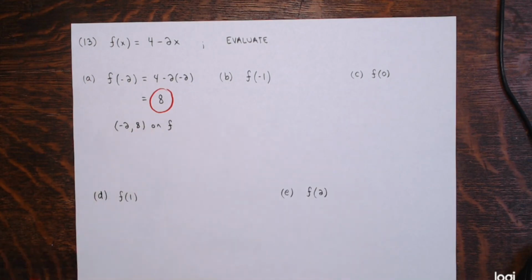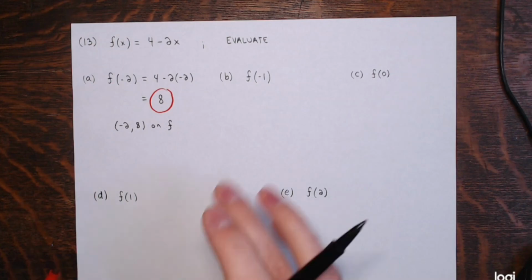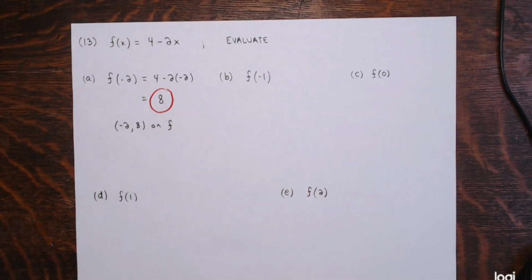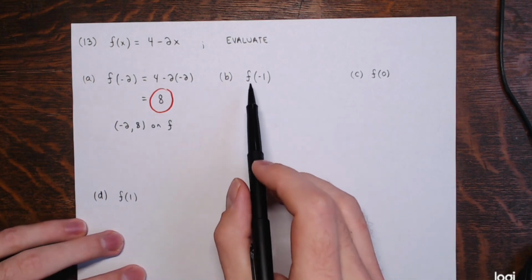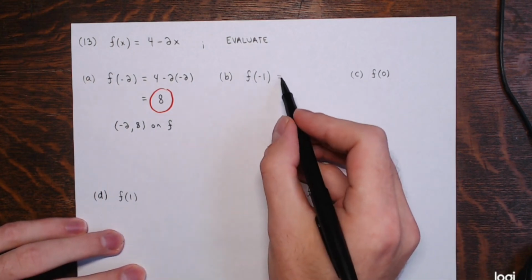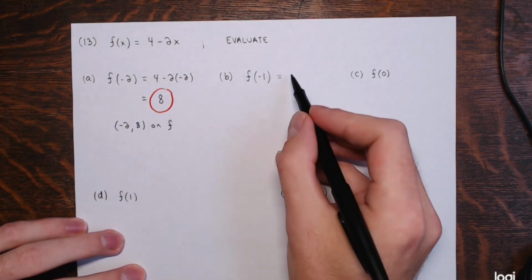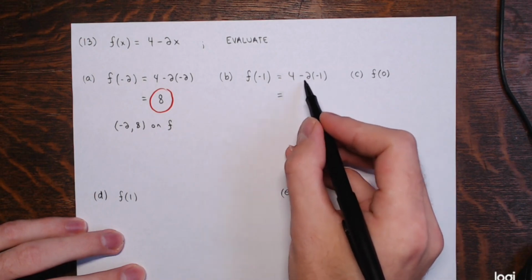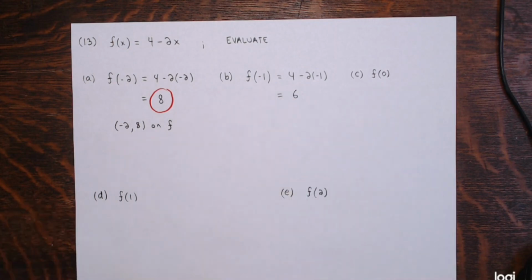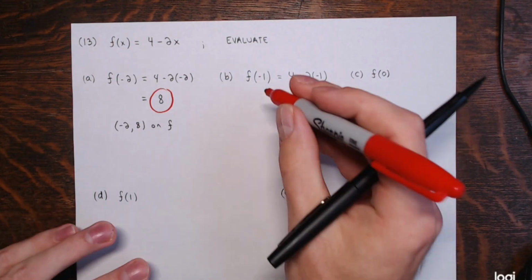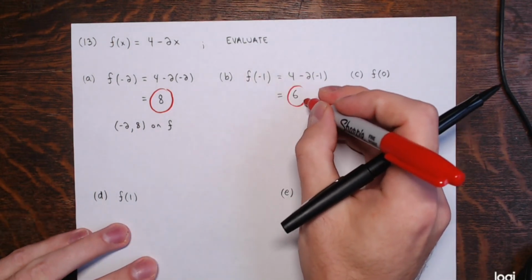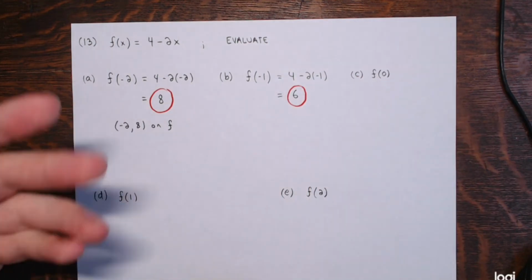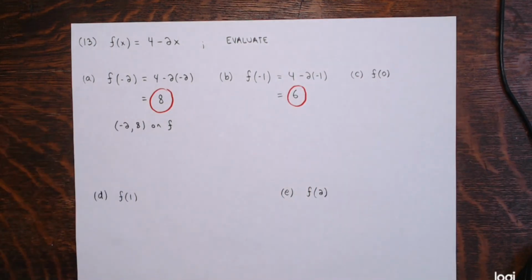Right? Now I'm only going to write that for this first one. You should be able to tell other points on the graph of this function the rest of the time. Part B, what's f of negative 1? Right, so again, input negative 1. So it'll be 4 minus 2 times negative 1, or 4 plus 2, which is 6. So input negative 1, output 6. The ordered pair, negative 1, 6, would be on the graph of this function.